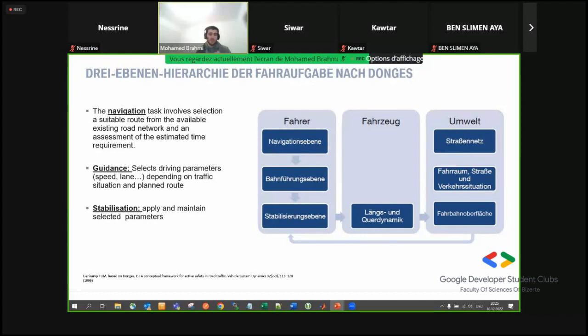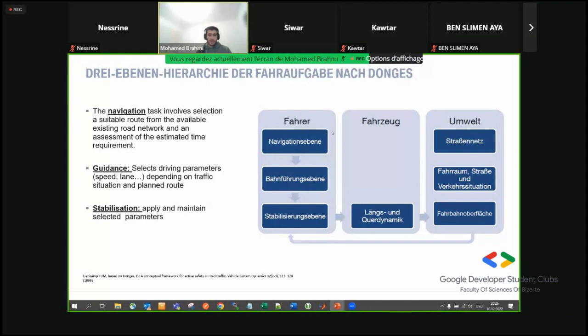That means we have now decided to drive on a highway, and then the guidance is to say how to drive according to the traffic situation. If we drive on the leftmost lane, in the middle, or on the right, depending, for example, on whether we are exiting the highway, this is what the guidance is about. The stabilization task is really what we do with the car, with braking and accelerating. That means at the end, each driving task is made of these 3 subtasks.